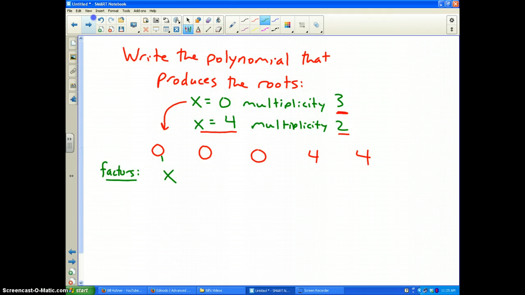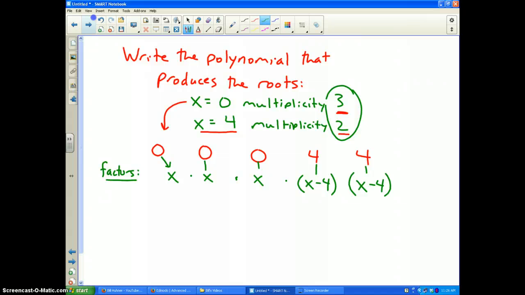0 is produced by the factor x, or x minus 0. You could write x minus 0, but we don't need to write minus 0. 0 is produced by the factor x. Well, that 0 is also produced by the factor x. And this 0 is produced by the factor x. 4 is produced by the factor x minus 4. And this 4 is produced by the factor x minus 4. So there's your 5 factors. This is a 5th degree polynomial. It's got 5 solutions. Okay, well, let's multiply all this together.